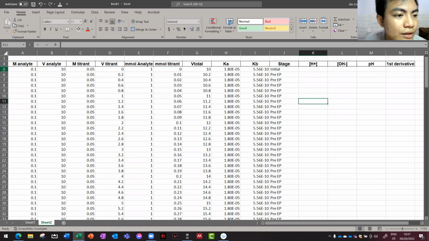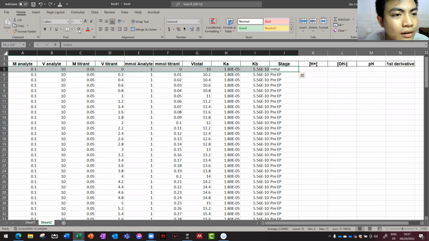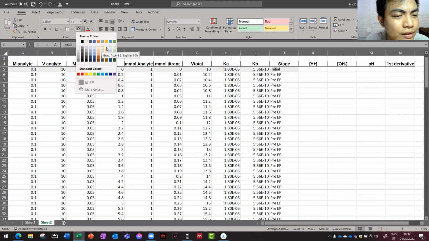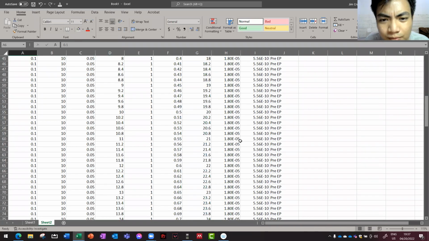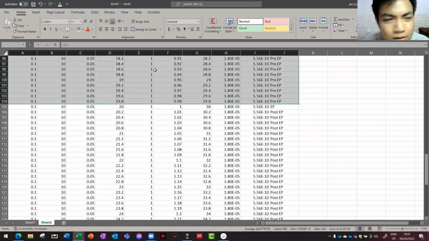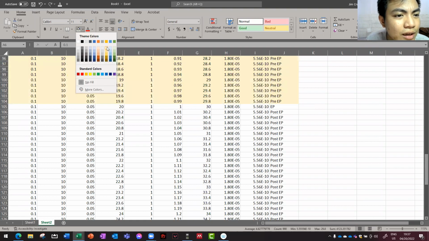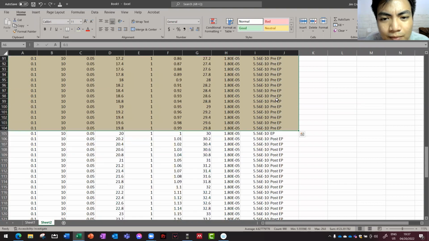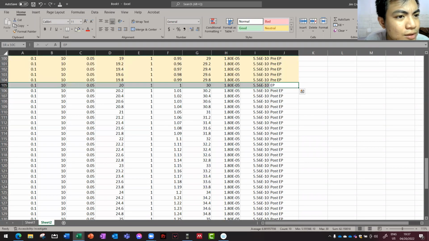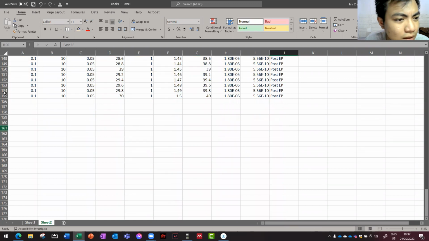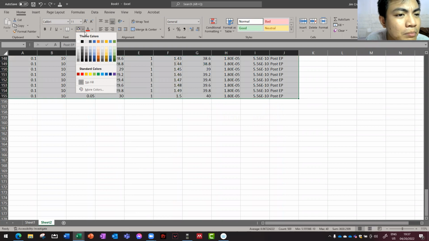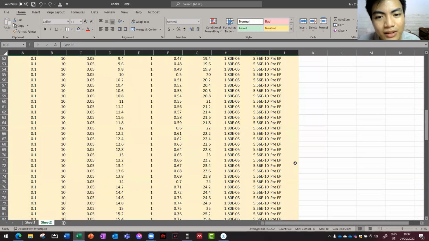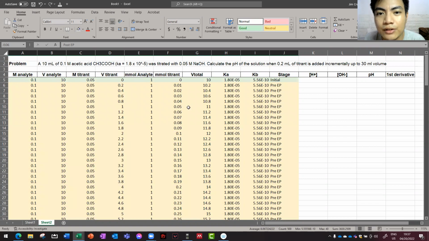Let me change color so you will not get confused. I will use green for this one. For the equivalence point, I'll use a different color, orange. And for the post equivalence point, let's use blue. So I color coded them so I will not get confused.